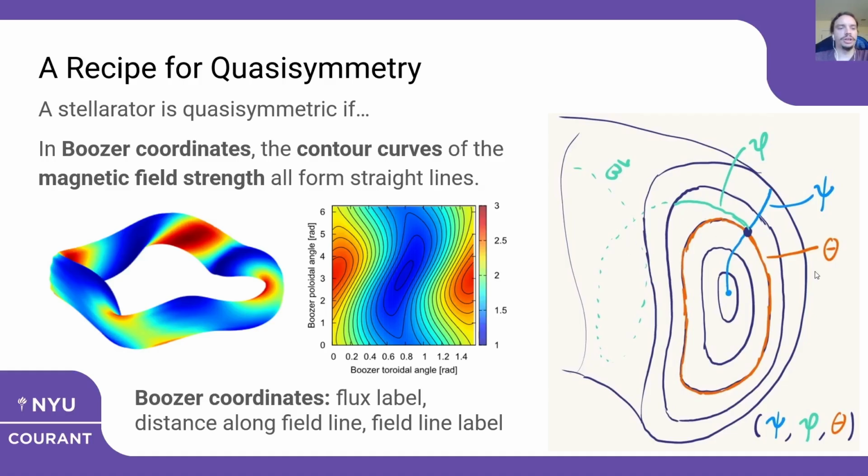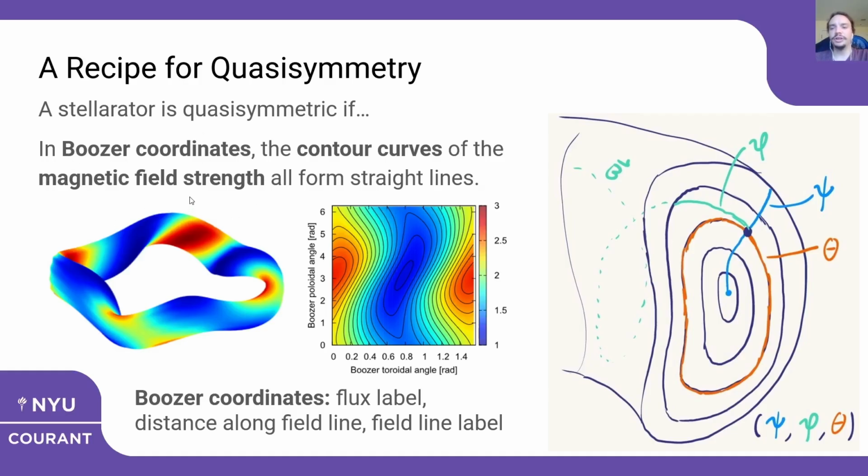And our final coordinate is theta. Theta tells you which magnetic field line to pick along a given flux surface. As you increase theta, you move around one of the flux surfaces. Okay, so these are Boozer coordinates, and it turns out that if you graph certain quantities in Boozer coordinates, we can find out a lot about the plasma. For example, let's graph the magnetic field strength.